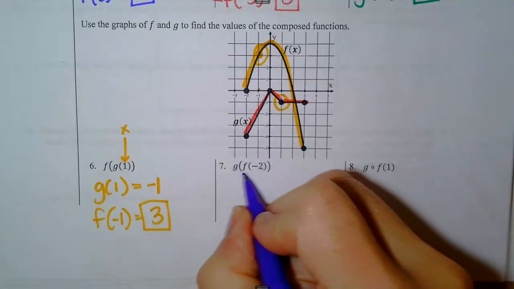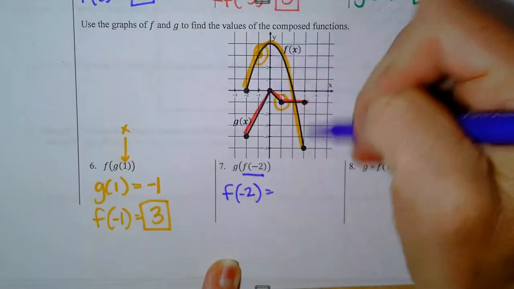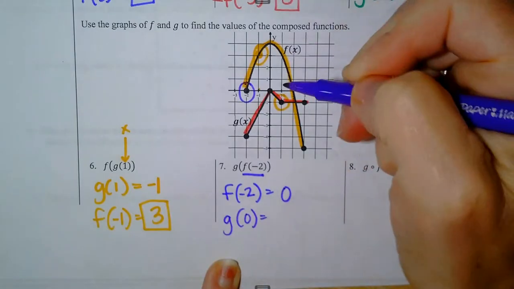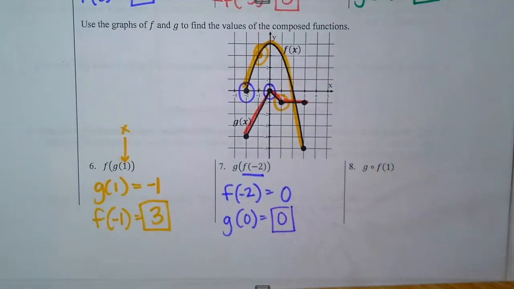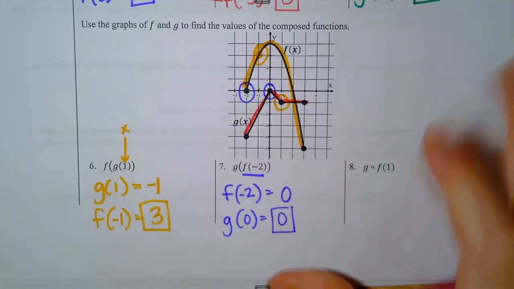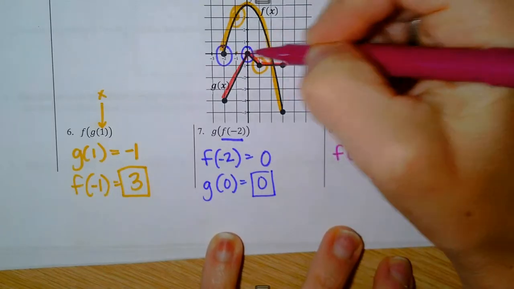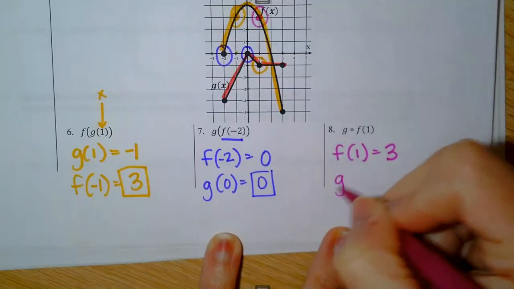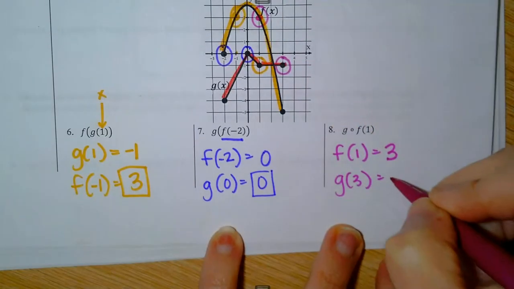And then f of negative 2. So I'm going to go to negative 2 and I'm going to go to the f line, which is 0. And then g of 0. So if I go to 0 and I look at where g is, that's also at 0. And then last but not least, f of 1. So I'm going to go to 1 and then go up to f, which is at 3. And then g of 3. So I go to 3 and then I go down to g, which is negative 1.